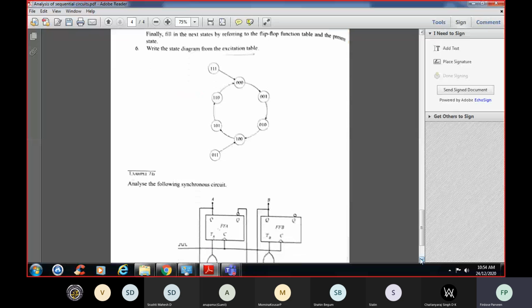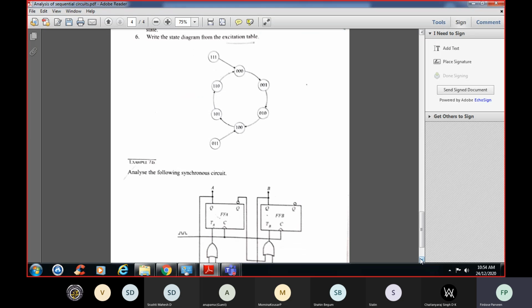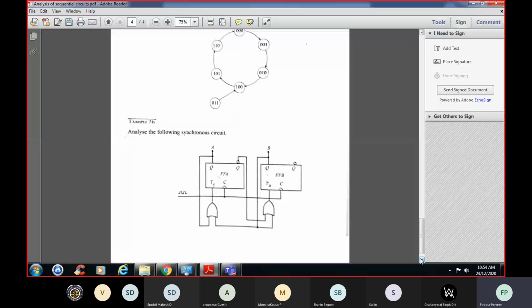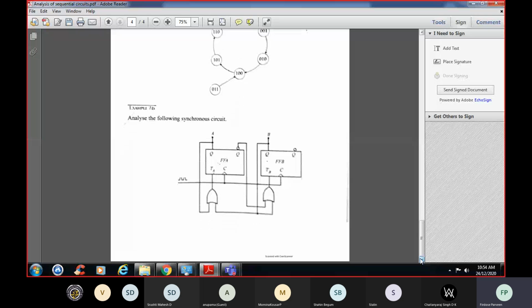So I'll give you one assignment question. Analyze the following synchronous circuit. You all do this. If you are unable to do it, we will do it in the next class.